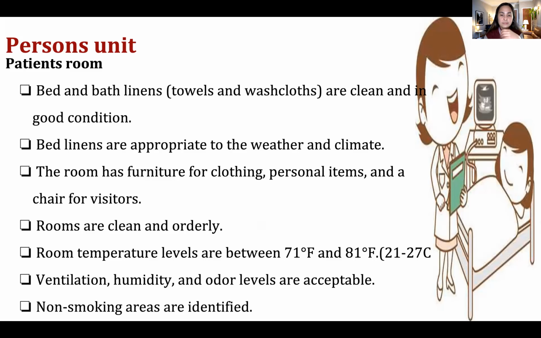Room temperature levels are between 21 to 27 degrees Celsius. That's why if there is a problem with the air condition or the temperature of the room, you need to report it immediately to the engineering so the patient will be comfortable. Ventilation, humidity, and odor levels are acceptable. Some patients are passing urine or stool, which can cause the room to smell bad. So you need to call the cleaner to spray and remove that smell.